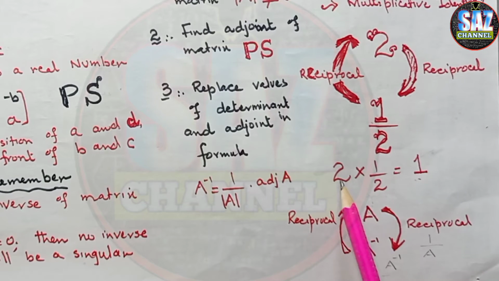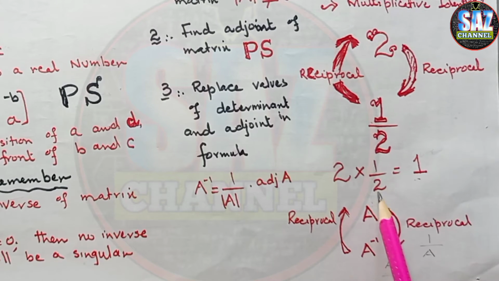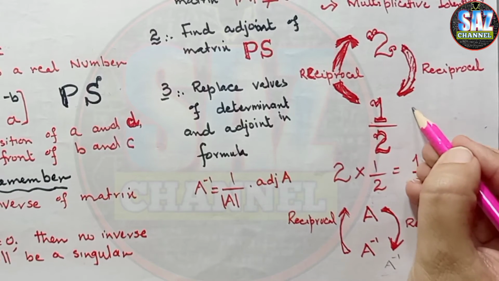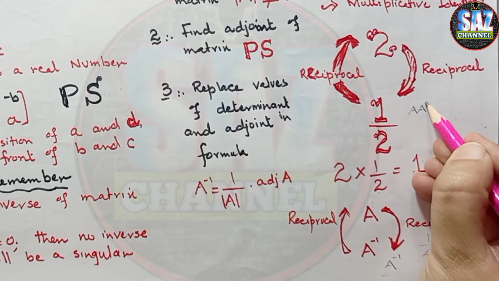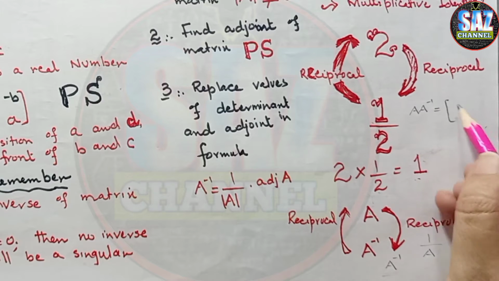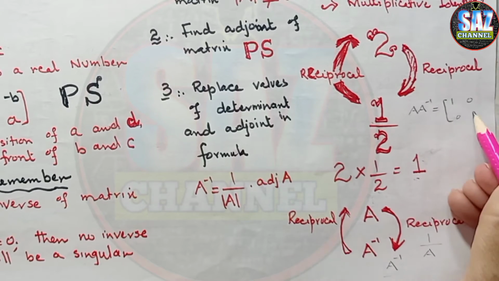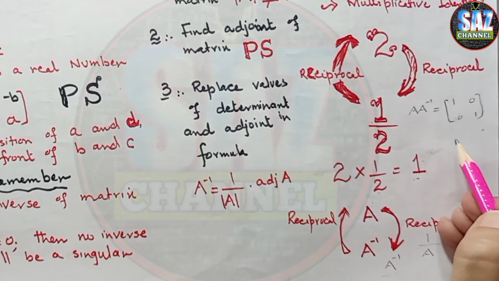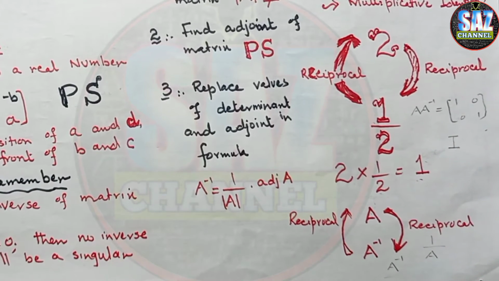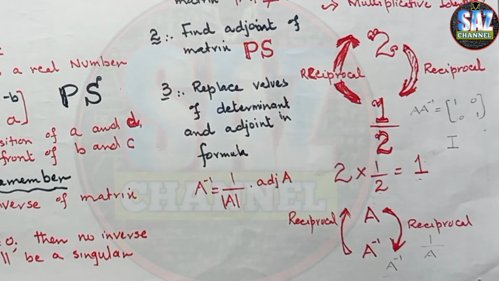And as in numbers, when we multiply a number with its reciprocal, the answer comes 1, which is the multiplicative identity. When you multiply a matrix with its multiplicative inverse, the answer will be the multiplicative identity matrix, which has entries 1, 0, 0, 1 and has the symbol capital I. Let's move to the actual lesson and discuss the formula for the inverse of a square matrix.